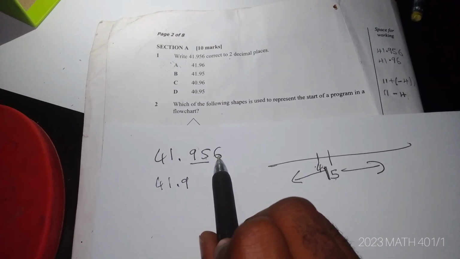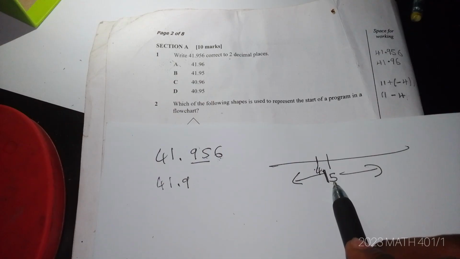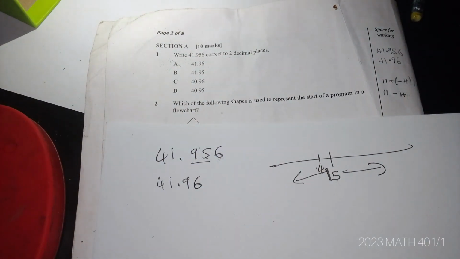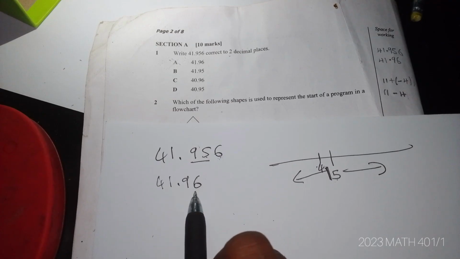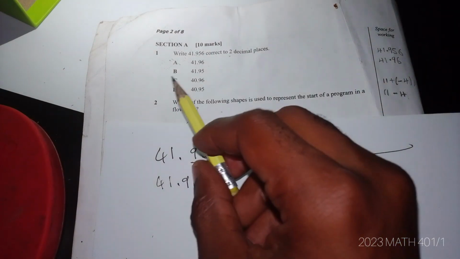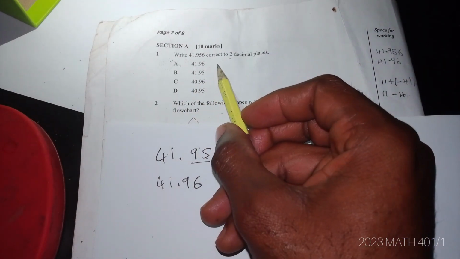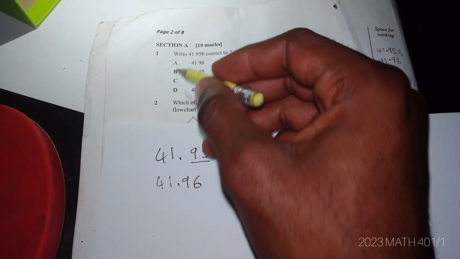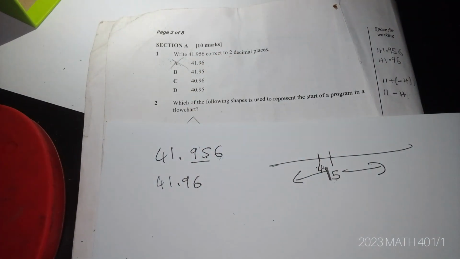But as you can see, we have a 6 here, which is greater than 5. So that means this number will increase by 1, and we therefore have 41.96. So our answer here is A. I know it may be tempting to pick C. Just be careful when you're picking your numbers. These things may be confusing.